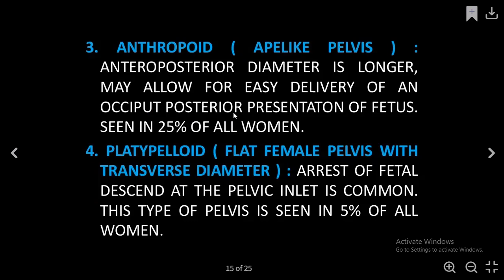Then there is the platypelloid pelvis, which is the flat pelvis, seen in about 2.5 to 5% of all females, and its inlet is compressed anteroposteriorly, right? And it also poses difficulty in delivery, right? And there is arrest of fetal descent at the pelvic inlet, which leads to difficulties in parturition, right?